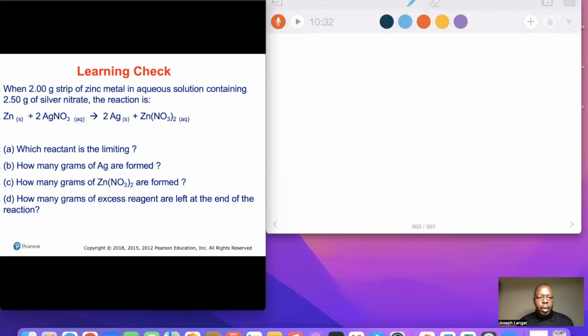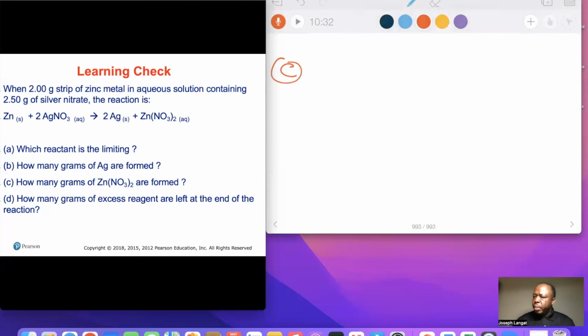C is how many grams of zinc nitrate are formed. So in this case, if you look at the limiting reagent and the product in question, the mole ratio is 2 to 1, 2 to 1. That's what we need to focus on in order to answer part C of the problem. So I have C there.